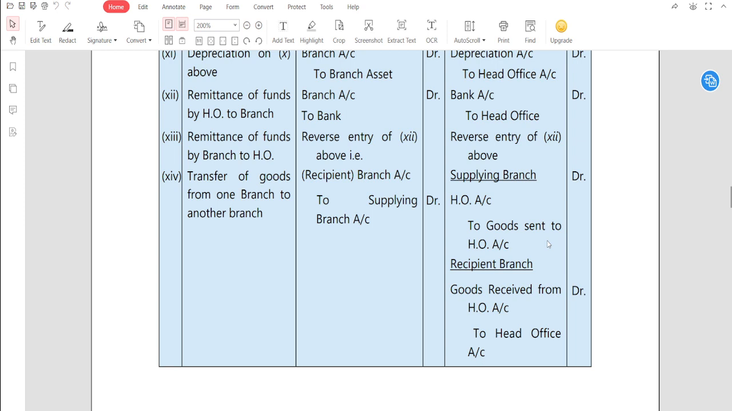Who has supplied the goods? HO will be debited because HO is the receiver. They will think, and goods sent to HO is credited. And who has received the goods? HO will be credited because he is a giver with respect to the goods to that particular recipient branch. He will think, and goods received from HO. That's why he received the goods. That's why goods received from HO is debited.